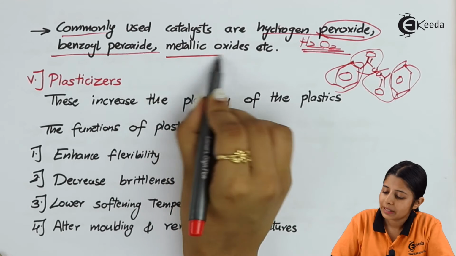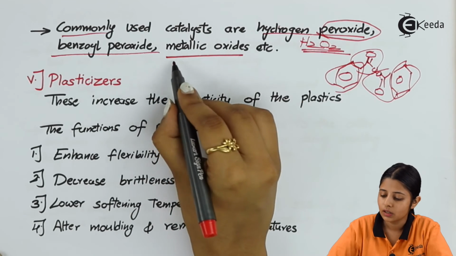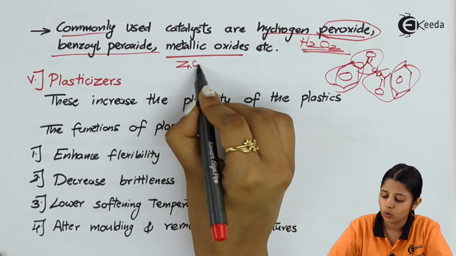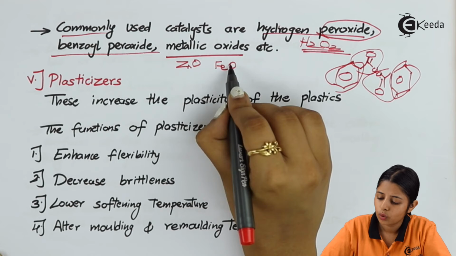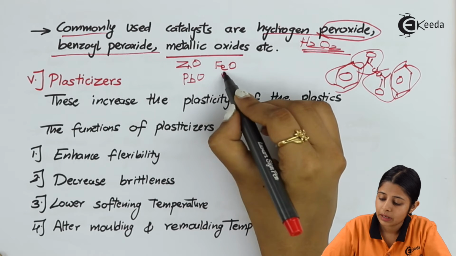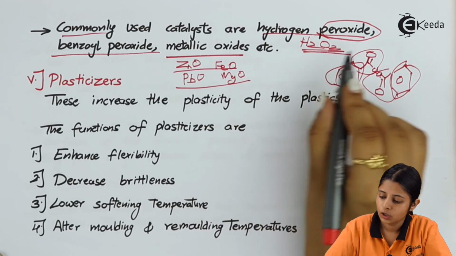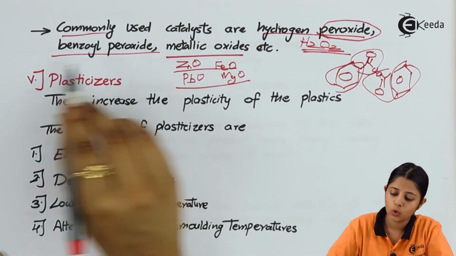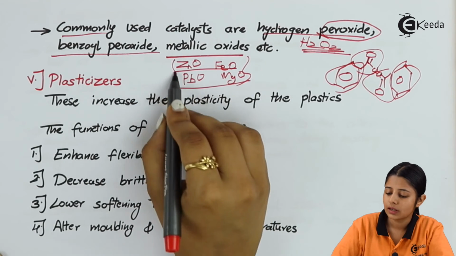Finally, moving on to my metallic oxides. Any metal with an oxygen is known as metallic oxides. So we have ZnO, we have FeO, we have PbO, we have MgO. All of these are my metallic oxides. So either I can use H2O2 or my benzoyl peroxide or any of the metallic oxides as catalyst.